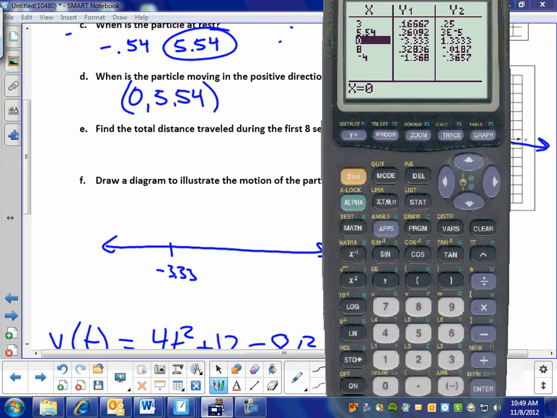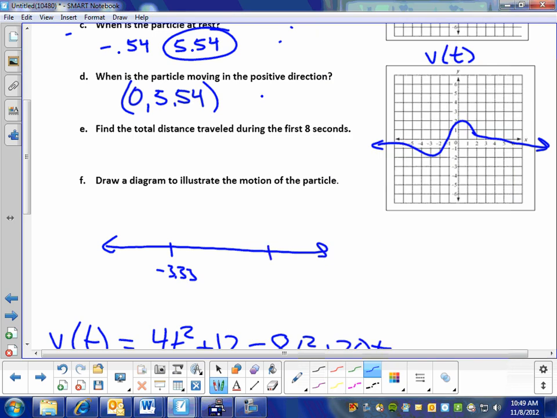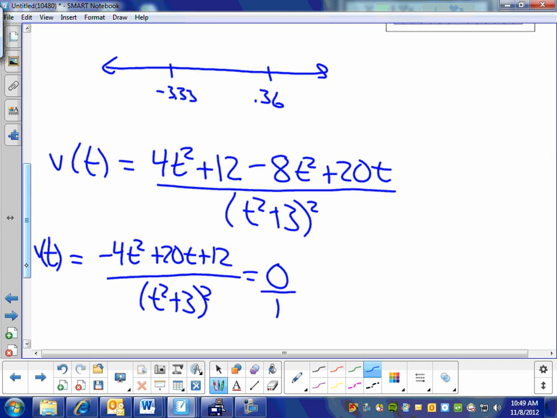Now it travels in the positive direction until 5.54. Where's its location at 5.54? 0.36. Yeah. So it goes from negative 3.33. That's where it starts. It goes over to 0.36. And then it changes direction, right? That was at time equals, so this is at time equals 0. This is at time equals 5.54.